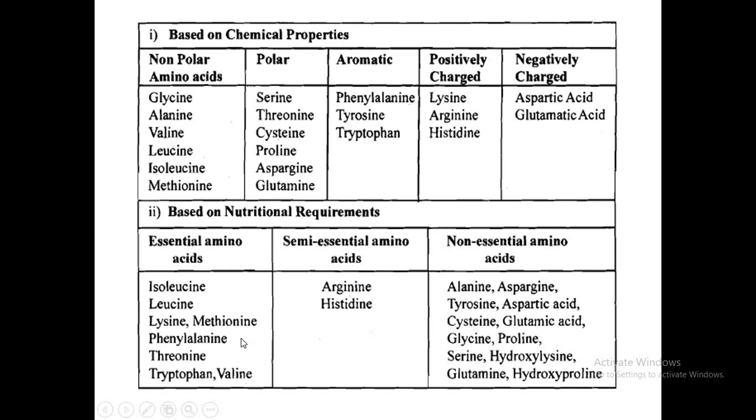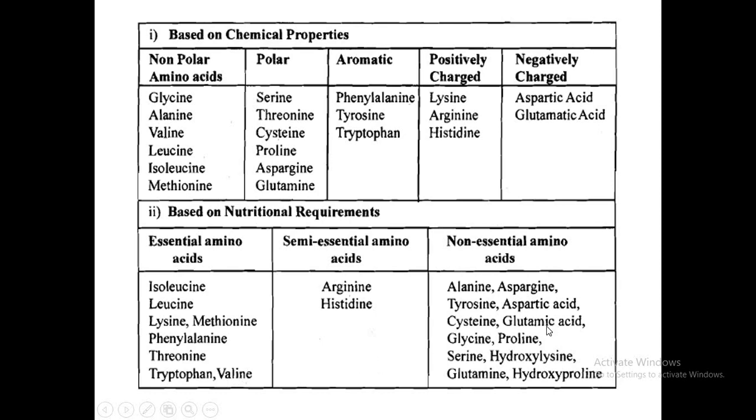Essential amino acids are those that our body cannot synthesize, so we have to take them from outside. These essential amino acids are isoleucine, leucine, lysine, methionine, phenylalanine, threonine, tryptophan and valine.